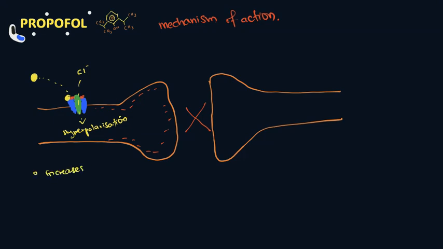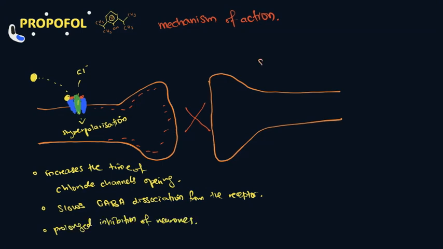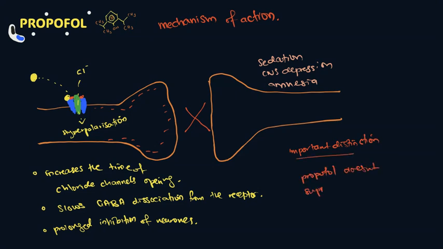Propofol helps in increasing the opening time of the chloride ion channels. It also slows down the GABA dissociation from its GABA receptor complex. And finally, it prolongs the inhibition of neurons. So by blocking the transmission of action potential, it causes sedation, CNS depression effects, and also amnesia. An important distinction that needs to be pointed out is that propofol does not cause suppression of the spinal motor neurons, unlike volatile anesthetic agents.